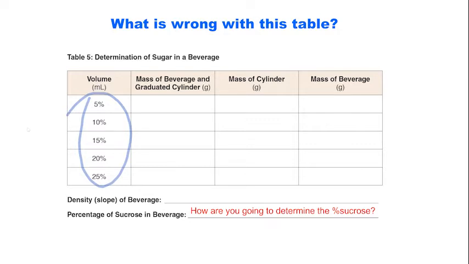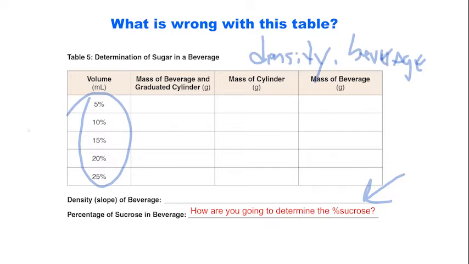I think the problem was because they were trying to get to the next step, which is how are you going to determine the percent sucrose from the density? So if we have the density of a beverage, how are we going to use that to determine the percent sucrose? How do we do that?